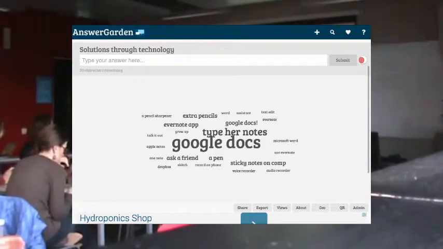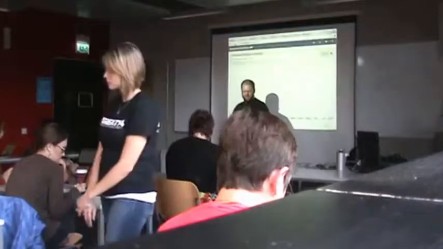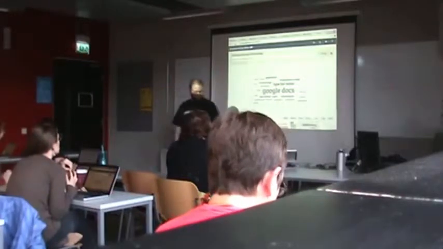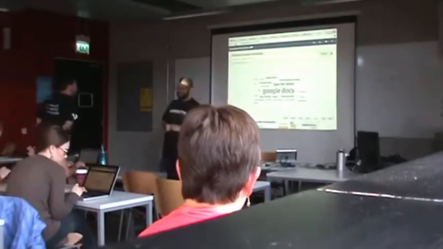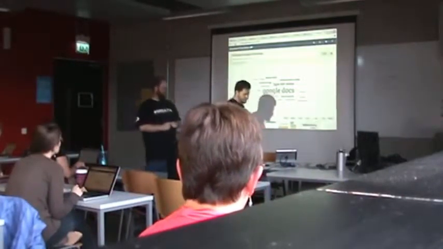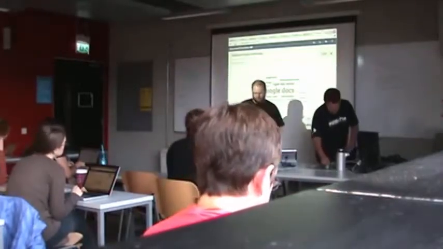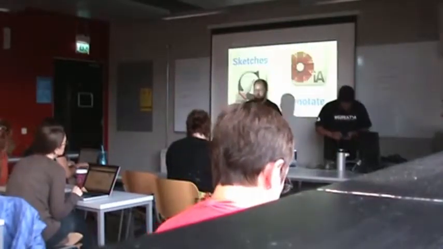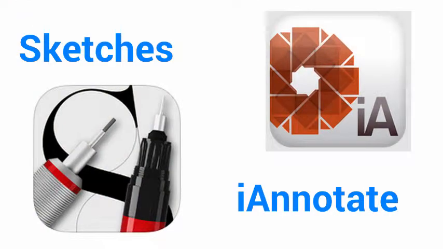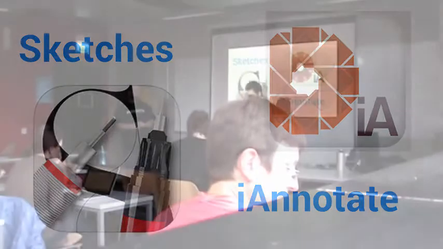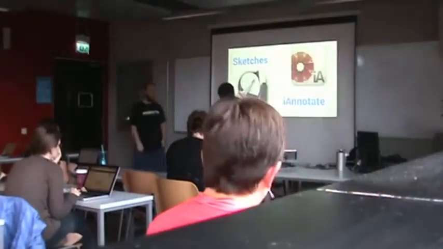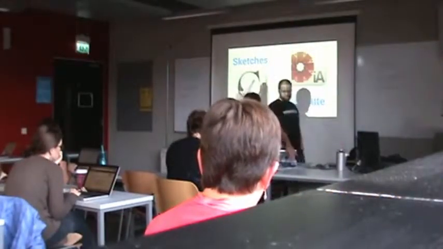So it looks like we're slowing down a little bit on these ideas. Okay, so you guys got some good ones. Google Docs seems to be the biggest one up there. The two that we really wanted to share with you guys today were Sketches and iAnnotate. They're both iPad apps, and Ben's going to talk about Sketches. All right, yeah, the one I use is Sketches. It's on the iPad, and I'll show you why I like it.